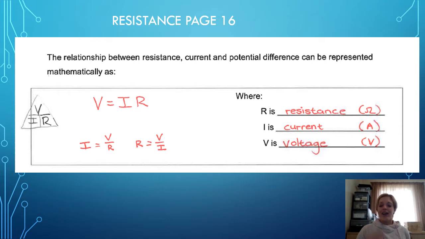Then on the right-hand side, you need to write in these physical quantities and make sure you include the correct unit. For resistance, we are measuring in ohms. We are measuring current in amperes, and we are measuring voltage in volts. Make sure you cover that. The next slide I'm going to show you is going to be more formulas, but these are specifically designed for resistance in parallel and resistance in series.